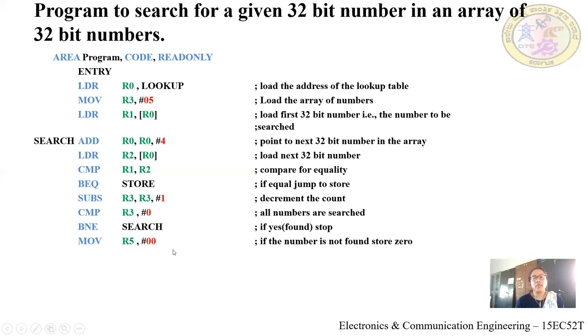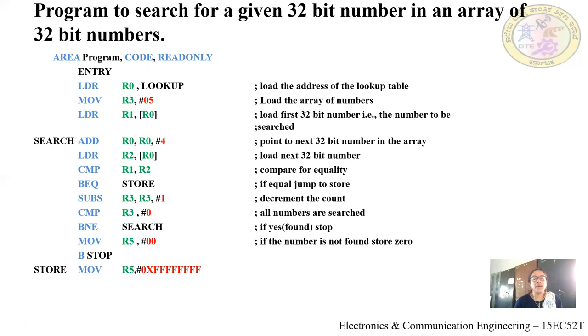We reach this line when we have compared with all the array elements and the number was not found. Then we are going to store 00 in R5. Next, branch to stop. Branch if equal goes to the store label when the search number is found, so it will come to the label store.